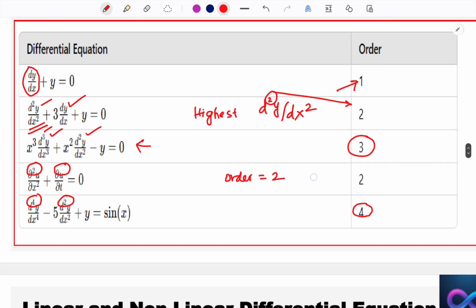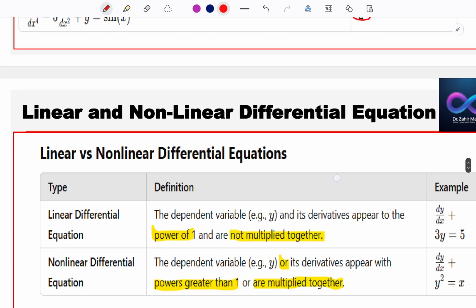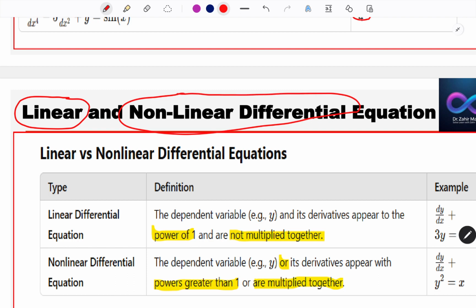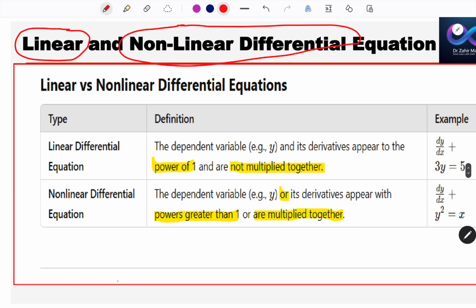Let's go for the next one, that is linear and non-linear differential equation. These are the two definitions. Most of the time the students get confused with this idea. Let me tell you clearly, please try to understand carefully. Usually, let me give an example, dy by dx plus y is equal to 0. So this is the differential equation.